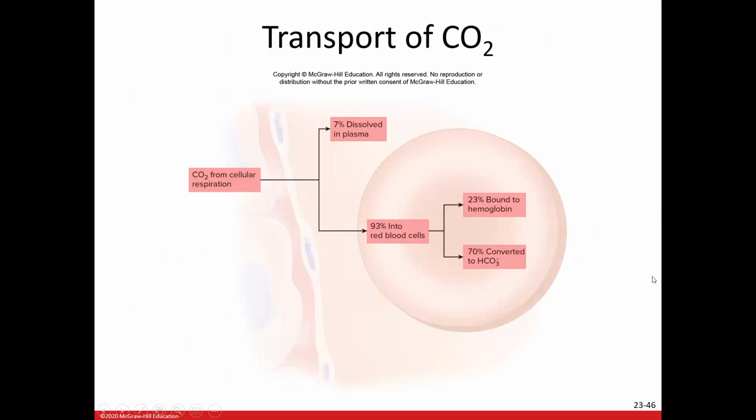Okay, so with CO2, like I mentioned, when it diffuses from tissues back into the blood, only a small amount of it is dissolved in the plasma. Most of it goes into the red blood cells. And of that, most of it is converted to your bicarbonate ion, your HCO3 minus. Then the rest of it is bound to hemoglobin.